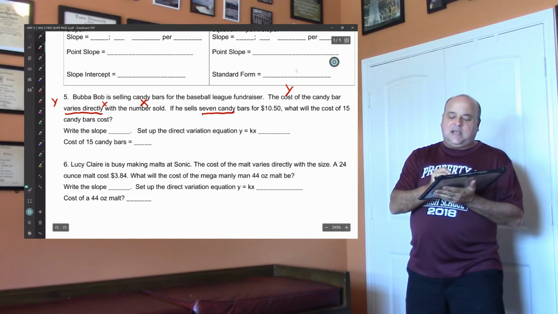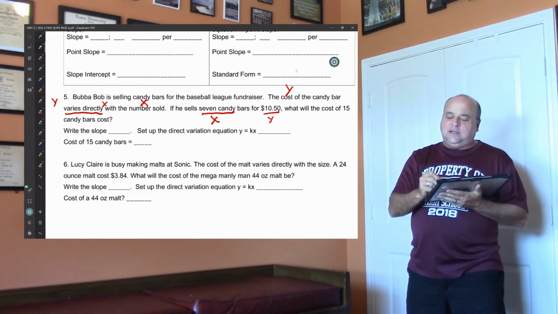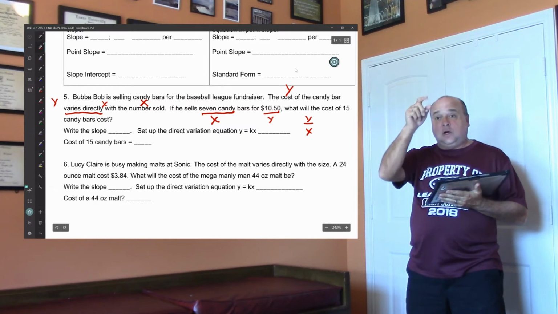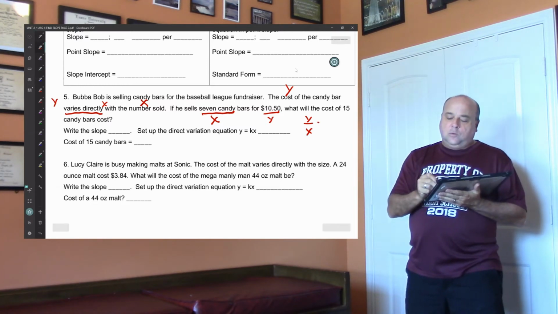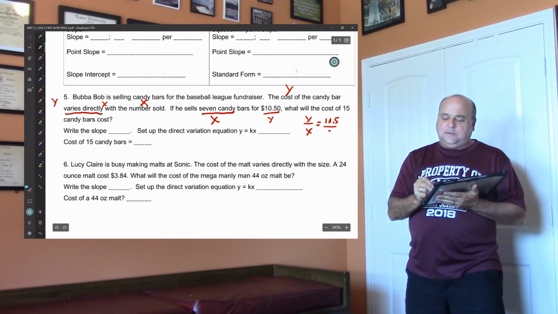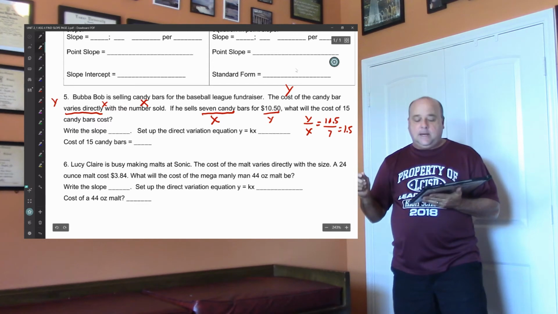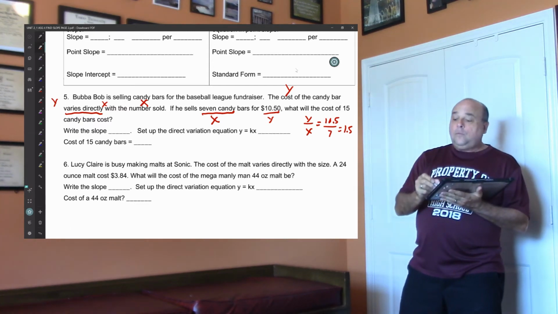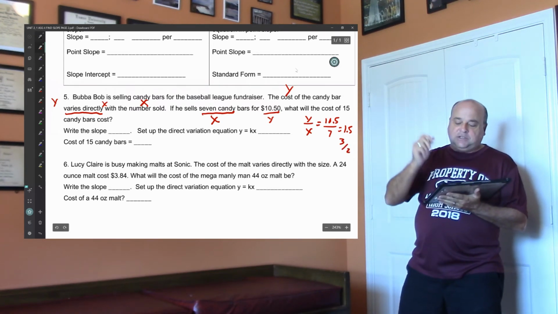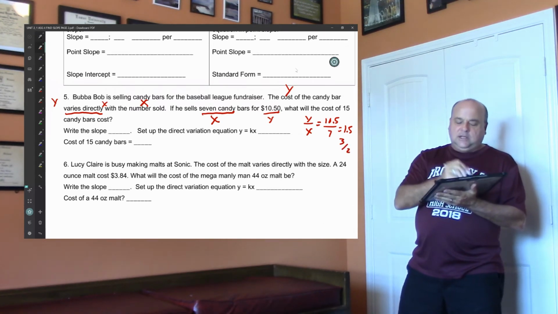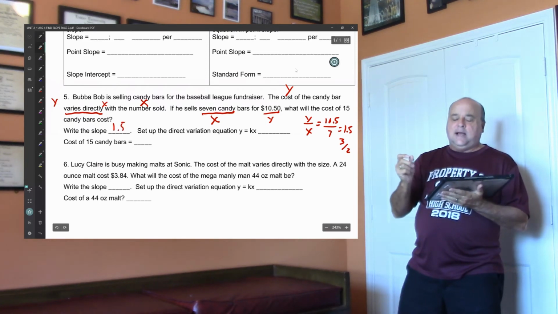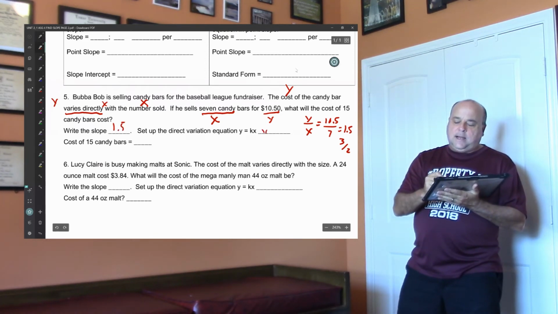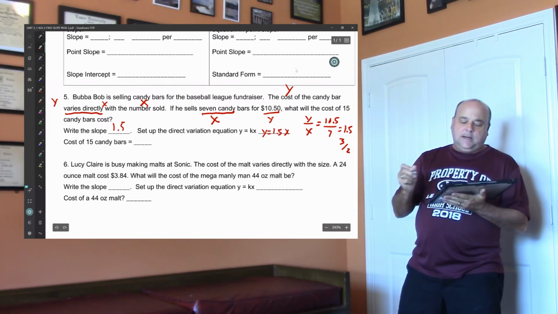So he sells 7 candy bars, that's x, for $10.50, that's y. Now then, let's write this as y over x. That's our constant of variation. So we're going to make 10.5 over 7. If you were to divide that, you would get 1.5, or $1.50, right? So the slope, if you wanted to make it a fraction, it would be 3 over 2. But let's just leave it 1.5. So the slope is 1.5, and set up the equation, y equals 1.5x, right?